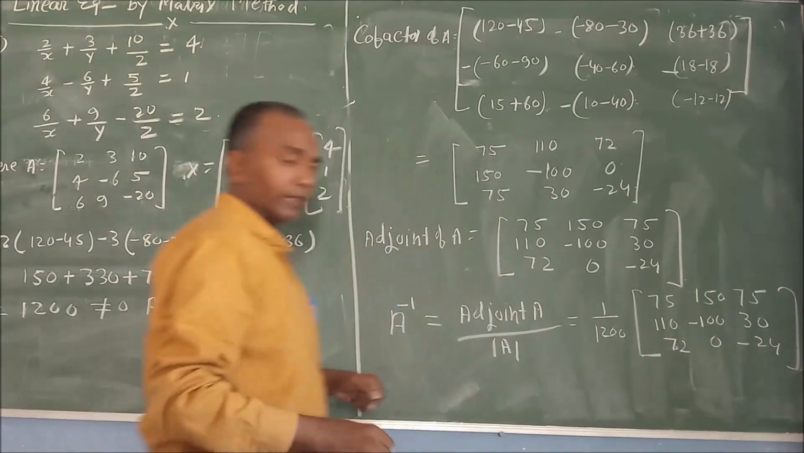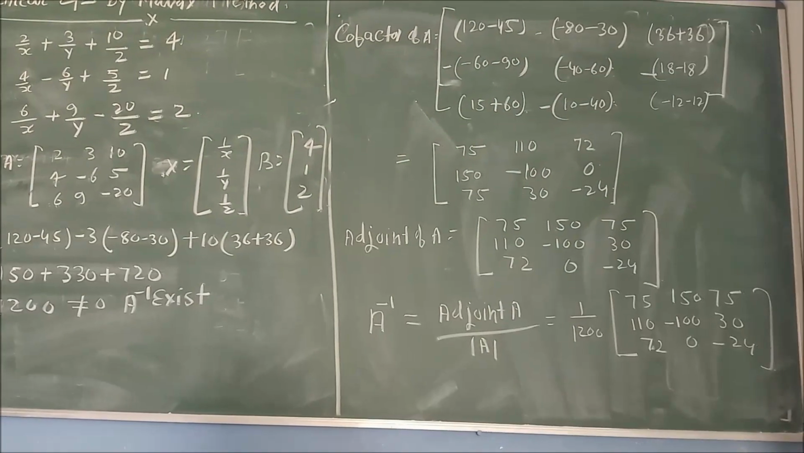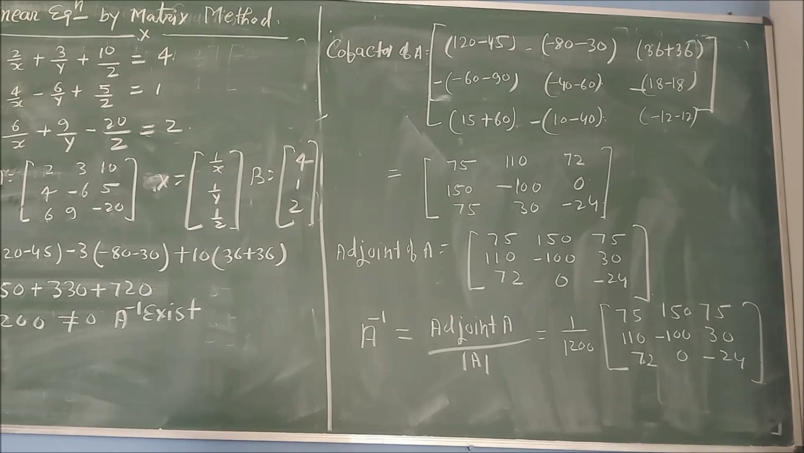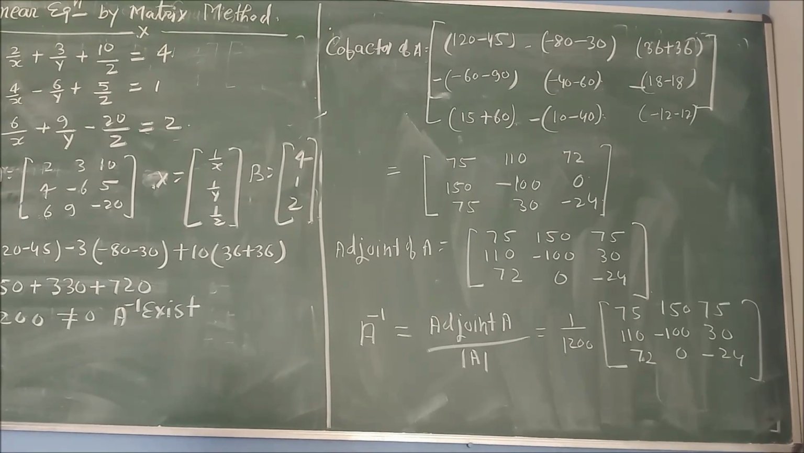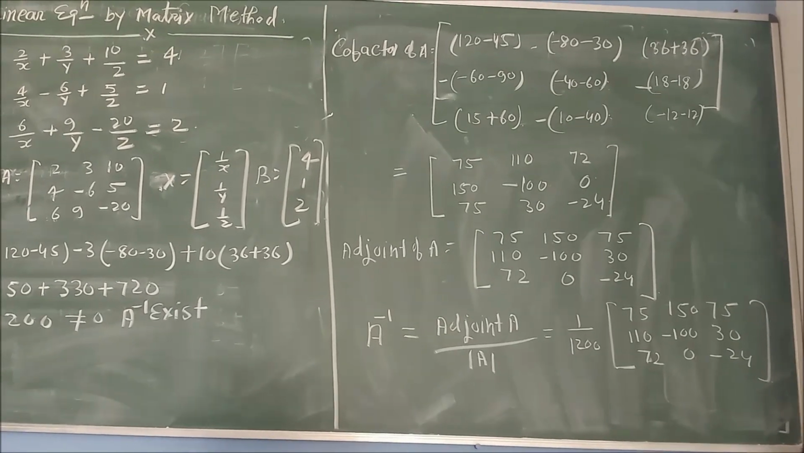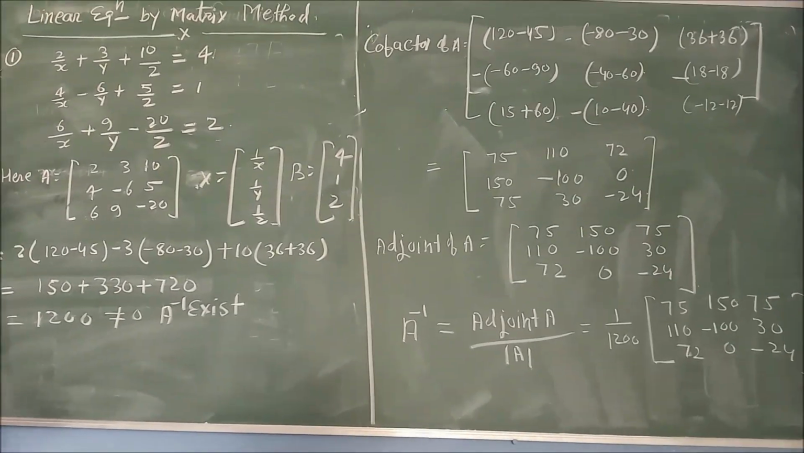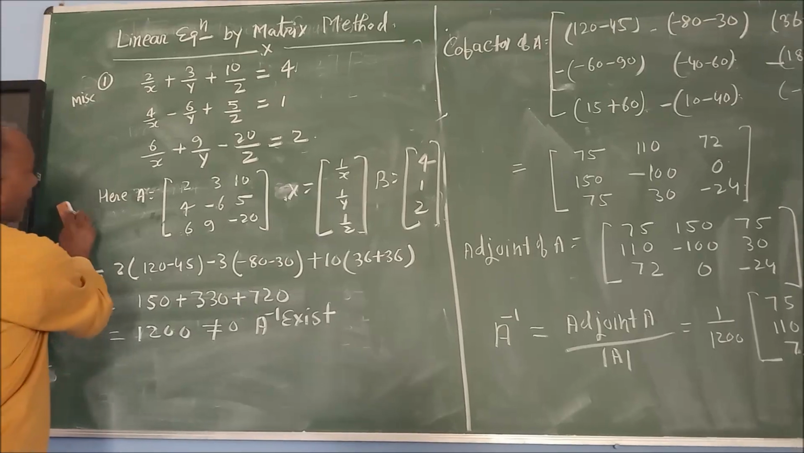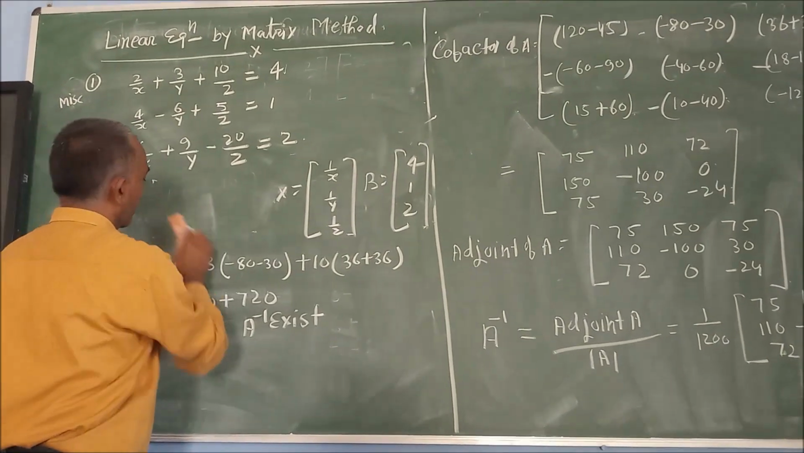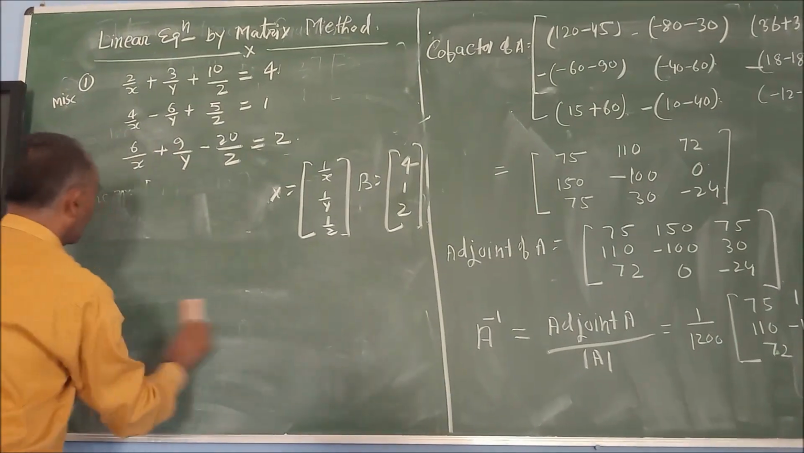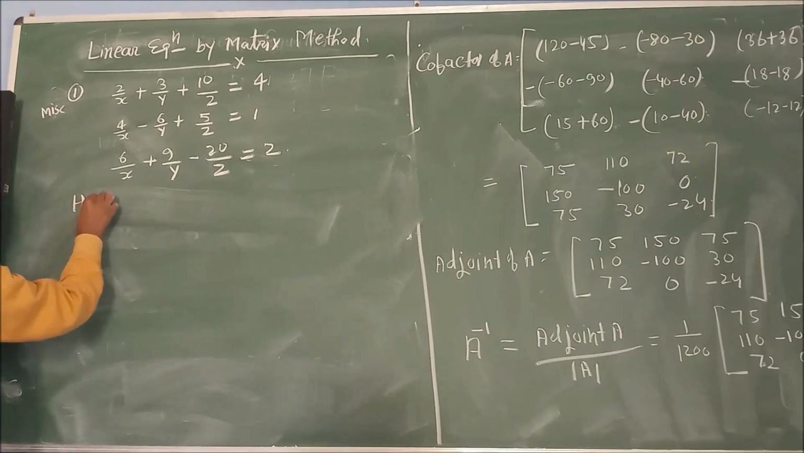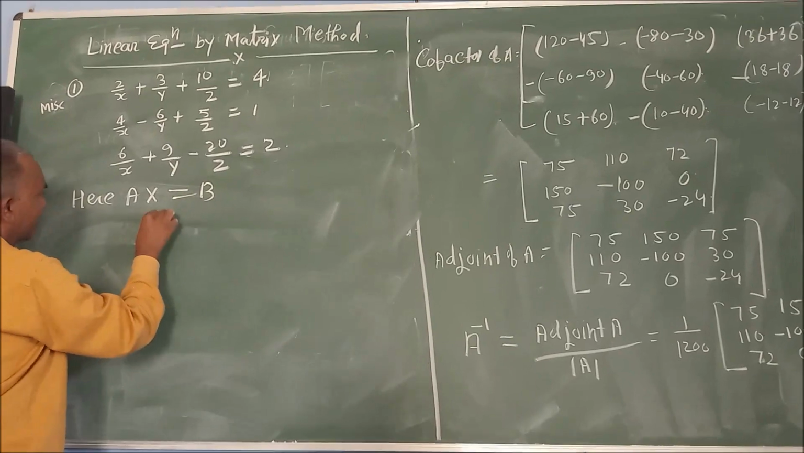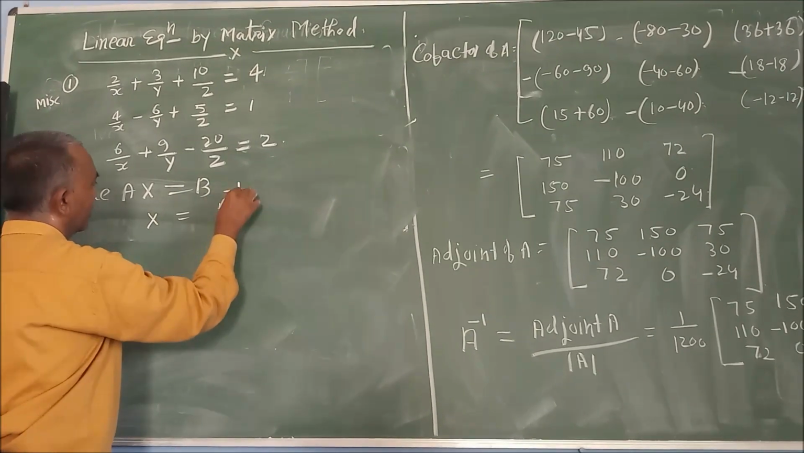Check whether it is correct or not. 75, 150, 75, 110, minus 100, 30, 72, 0, minus 24. Yes, that is correct. And after that we come to the equation. Here, Ax must be equal to B. That means x is equal to A inverse B.